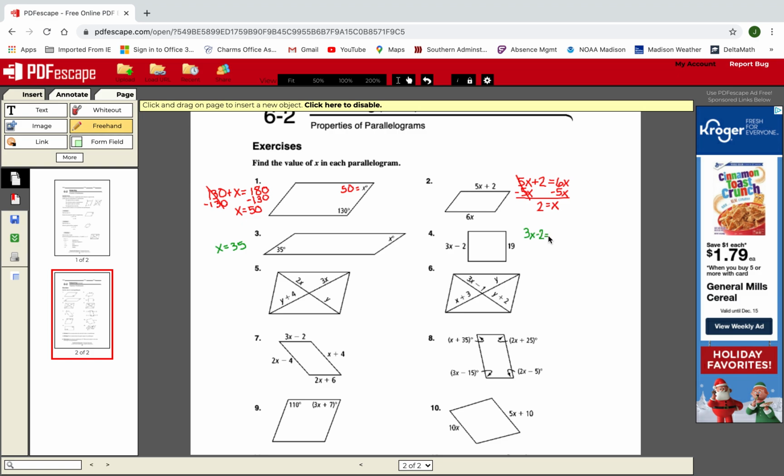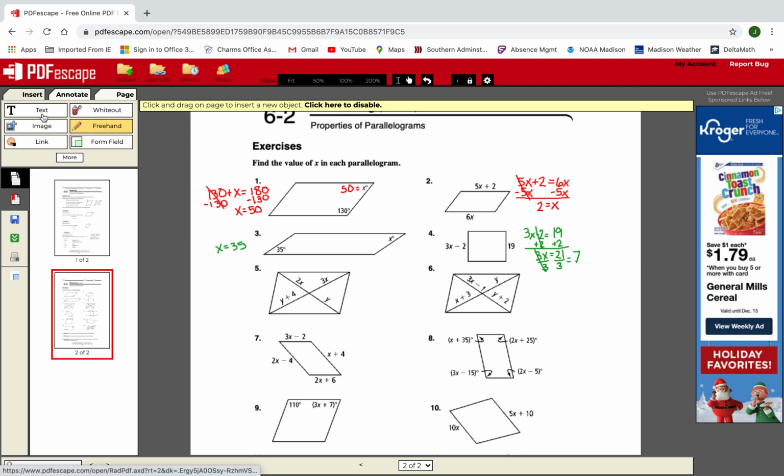equal to 19. And then solve for x, starting off by adding 2 to both sides. I'm going to add 2 to both sides. I now have that 3x equals 21. And that is something that we can divide by 3. So we're going to divide both sides by 3 now. And we can see that x equals 7. Okay, so we've worked 4 of these.